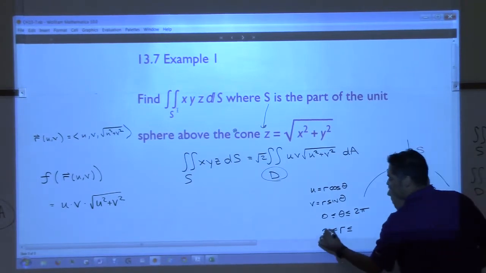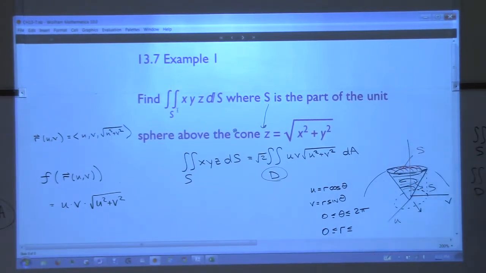It's 0 to something, but is it 1? No, it's not 1. It's wherever this hits the sphere and drops straight down. That's our radius, so we have to figure out where it hits and drops down. It can't be 1 because it's a unit sphere. If it was 1, it would take me all the way out to here, and that wouldn't be right, because the radius of the sphere is 1. So where do those hit?